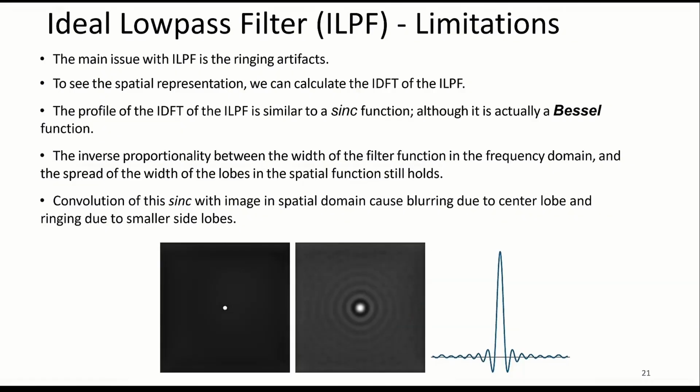So this is the problem with the ideal filter. The ideal filter will create the ringing effect, right? If I just take one slice of this, I will get this. It looks like a sinc, though not actually a sinc. It's called a Bessel function, but anyhow, this is the same as a sinc. So this will create the ringing effect.